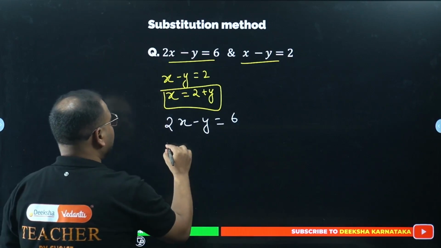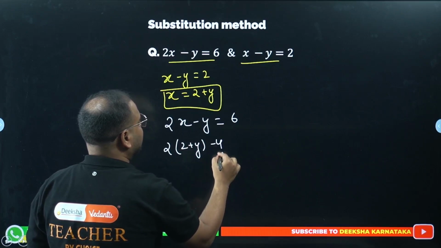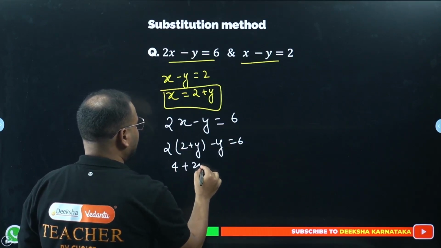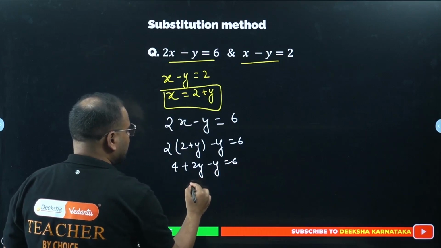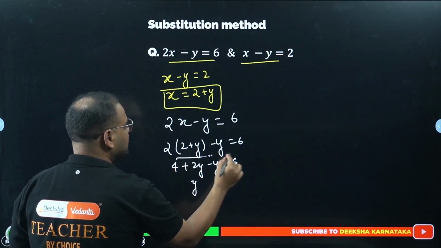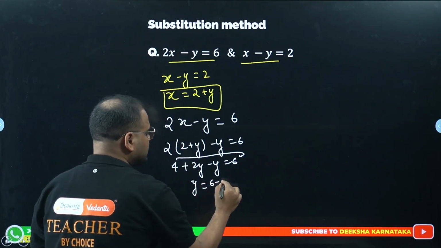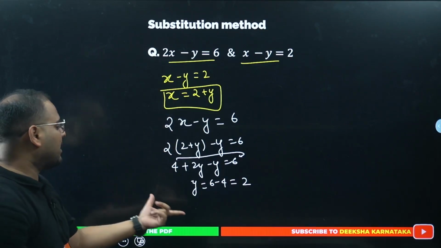In place of x, what am I going to write? 2 times 2 plus y, minus y equal to 6. What do I get? 4 plus 2y minus y equal to 6. Simplify this. I get y, and take this 4 to the other side, y constant on one side. So it becomes 6 minus 4 equals 2. Y value is 2.